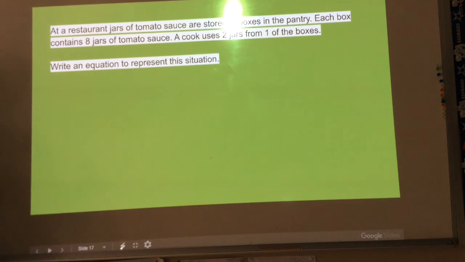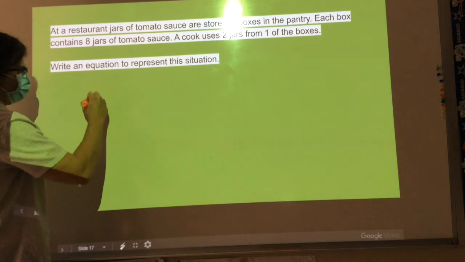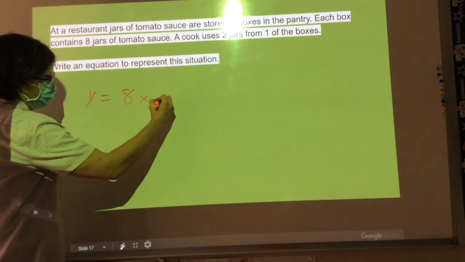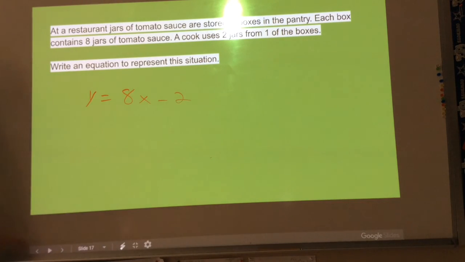Steve, what do you think? You did y equals 8x minus 2. What do you guys think? Anybody disagree? Anybody have a different answer? Katie, what do you got? I'm not sure how it's minus. Anybody like to explain to her why it's -2? Luke, go for it. If they're using 2 jars, so. Yeah, excellent.